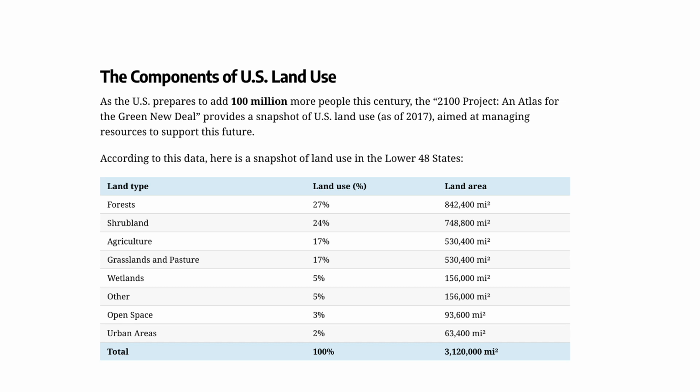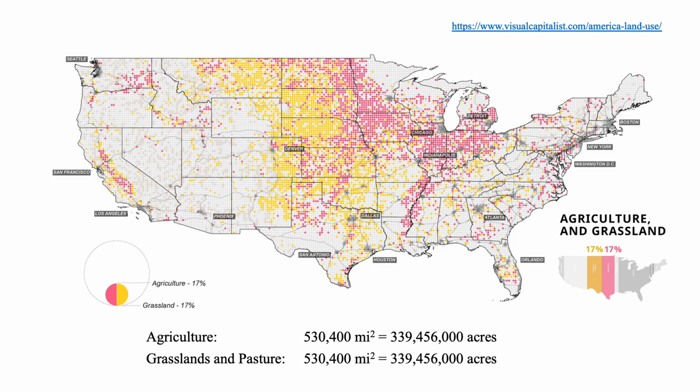530,400 square miles of land used for agriculture, that is to say row crop agriculture. In this part of the world, corn and soybean production, wheat production. And this is a map that's showing the same thing, just in a more spatially explicit way. And so we see that those values of 530,000 square miles translate to almost 340 million acres. So almost 340 million acres of agriculture in the U.S. and about the same, or maybe exactly the same, in grassland and pasture.